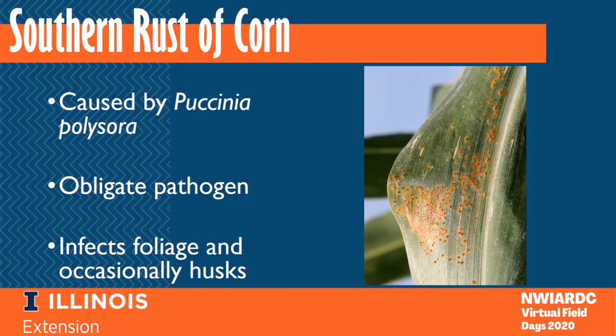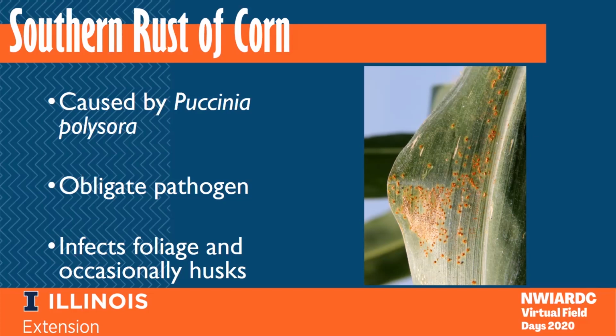You don't want to be mixing up the two, because southern rust is something that can cause significant damage to your corn. Common rust, on the other hand, isn't going to be a major concern in the majority of situations. I like to always hedge myself there because there's always going to be one or two situations where it could be problematic, but by and large, it's not an issue for us.